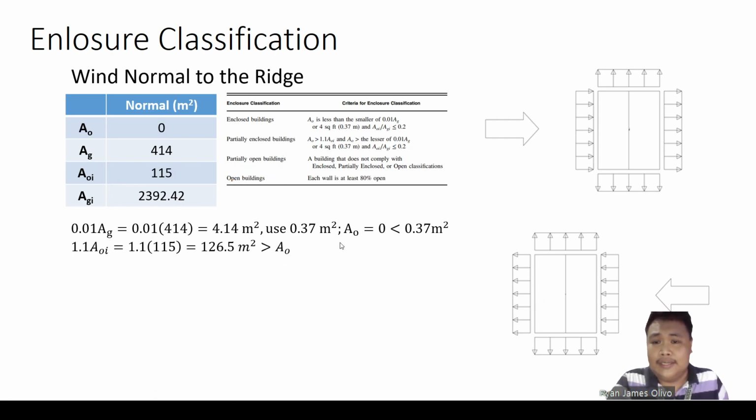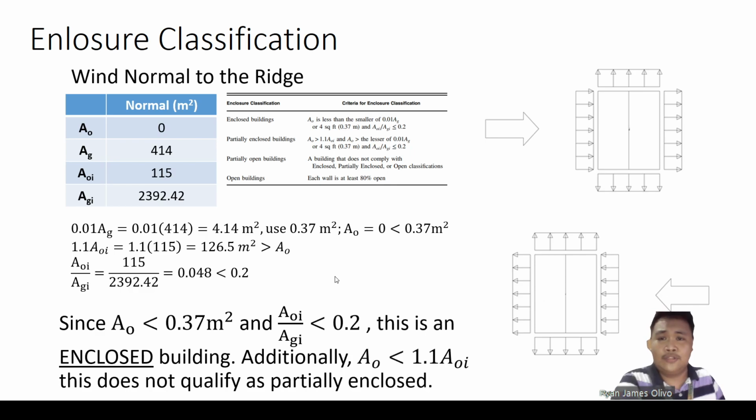So anyway, this is our AOI. This is for checking if this is partially enclosed. In short, in enclosure classification, we just need to determine if it is enclosed or partially enclosed. If it's neither, then maybe it's a partially open building. Obviously open buildings, you can see it anyway. We are focused on enclosed and partially enclosed. So AOI over AGI is less than 0.2, and this satisfies, I think, enclosed buildings.